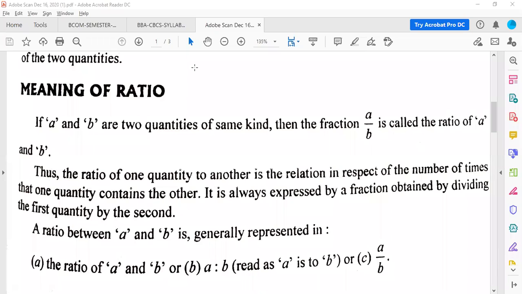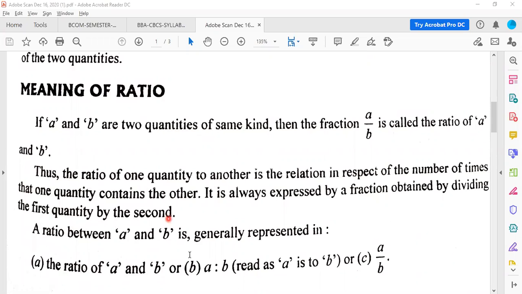Thus, the ratio of one quantity to another is the relation in respect of the number of times that one quantity contains the other. Let us read this once again. The ratio of one quantity to another is the relation in respect of the number of times, how many times, that one quantity will have the other quantity. This is expressed as a fraction and obtained by dividing the first quantity by the second quantity.